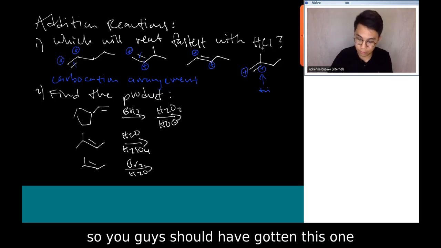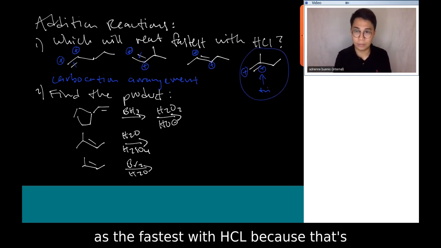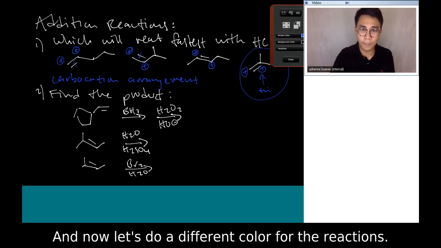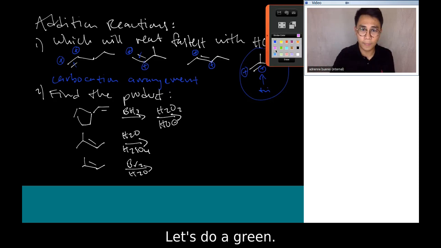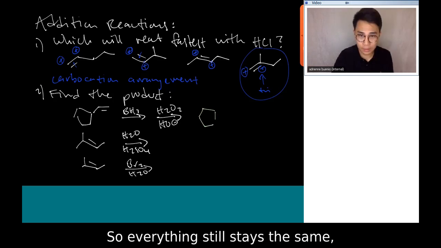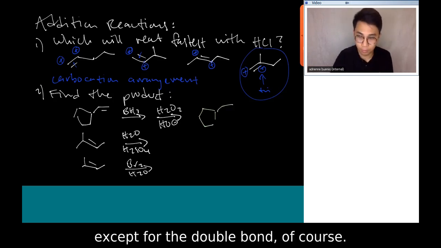So you guys should have gotten this one, right, as the fastest with HCl, because that's the most stable carbocation, and that's where it's gonna go. And now let's do a different color for the reactions. Let's do a green. So for this first one, we talked about it earlier, right? So everything still stays the same except for the double bond, of course.